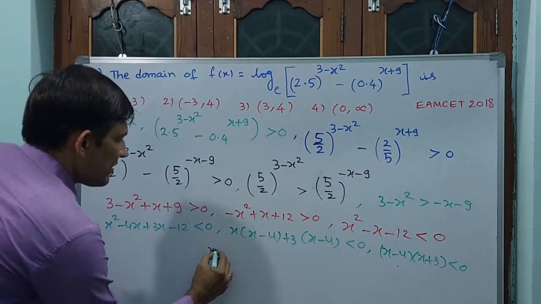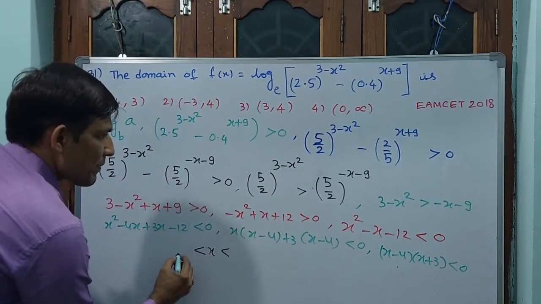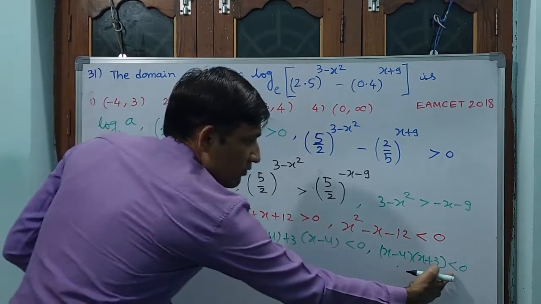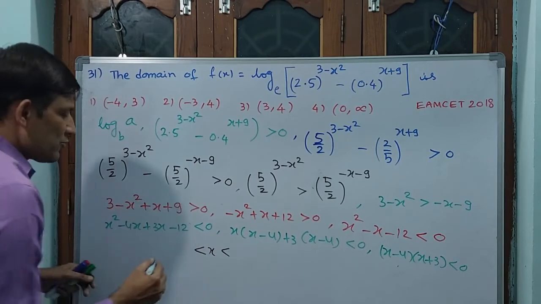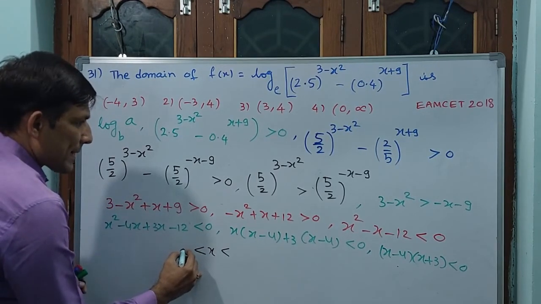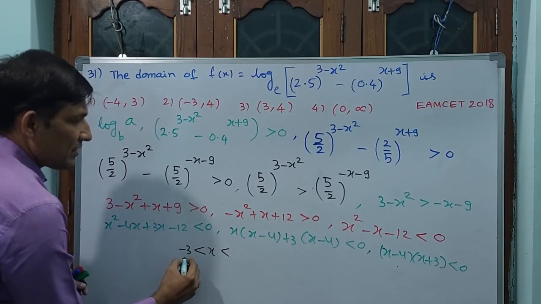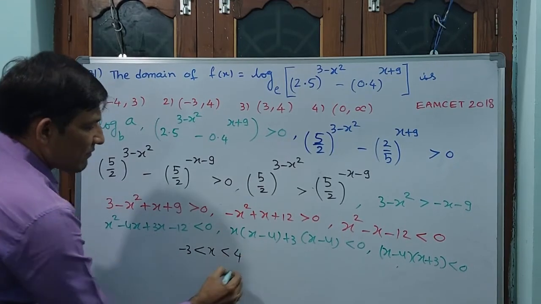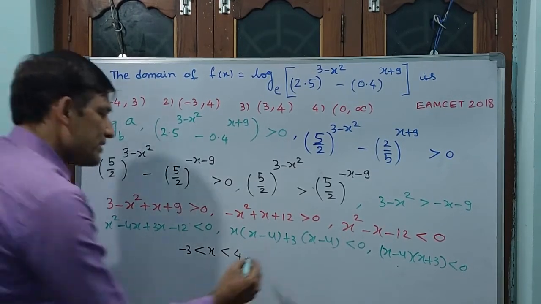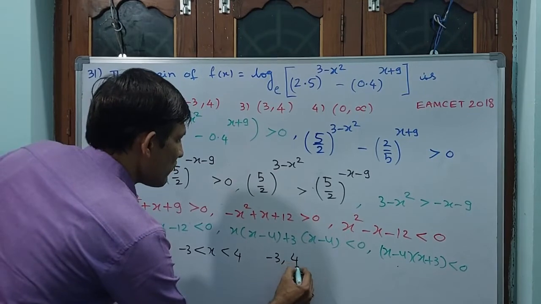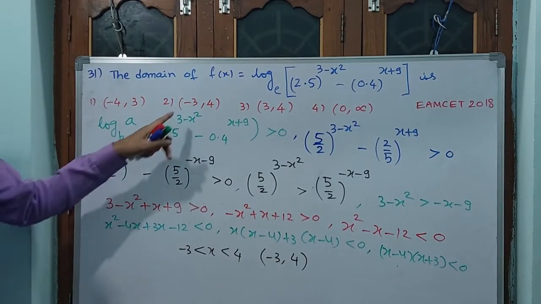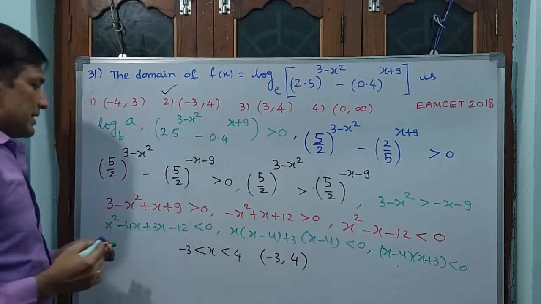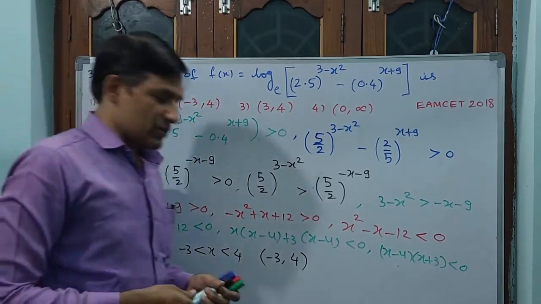X should be, see here equal to is not there, that you keep in your mind, okay. X value should be greater than minus 3 but less than 4. How can you write this? We can write like this, minus 3 to 4 both are open intervals, okay. See, minus 3 to 4 both are open intervals. This is the answer for this 31st question.